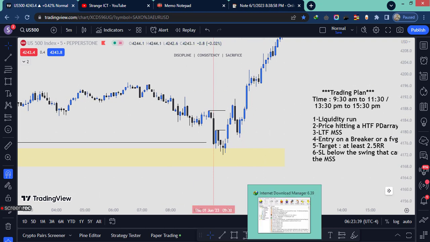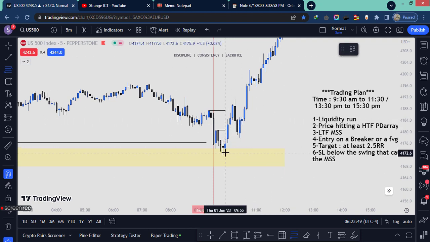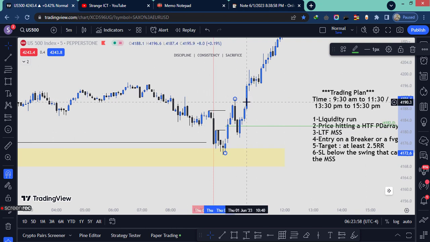Now the next step is to enter either on a breaker or a fair value gap. Let me tell you, this is my optimal entry. First of all, you want to measure the move that broke structure. Measure it using a fib, and you want to see the 50% of it. You want to enter on the 50%. It doesn't matter whether the 50% is aligned with a fair value gap or a breaker. Enter on this 50%. You will not miss moves.